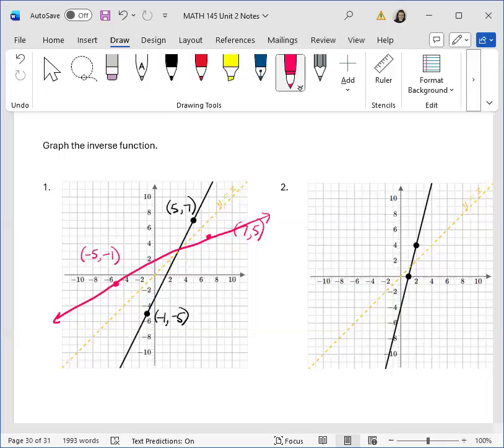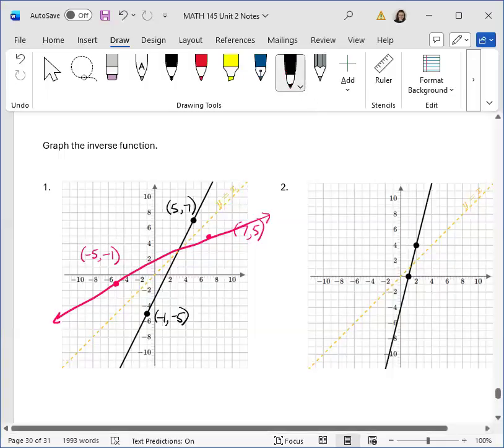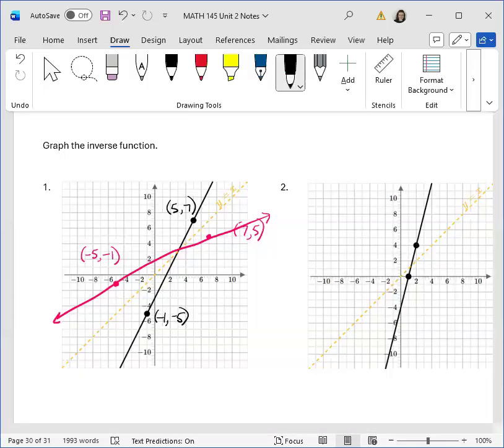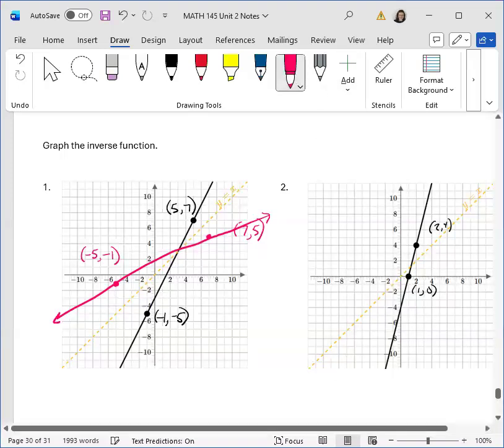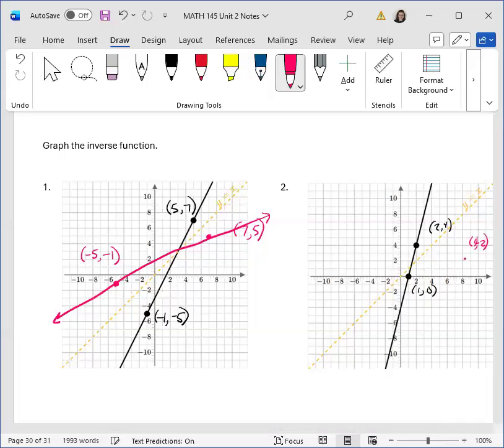Okay, same process for number 2. I'm going to identify the coordinates of the x and the y values that are originally graphed here. This one is located at 2, 4. And this one here is at 1, 0. Interchanging the x and the y coordinates of those 2 points: 4, 2, and 0, 1 would be the locations of those points on the inverse of that function.